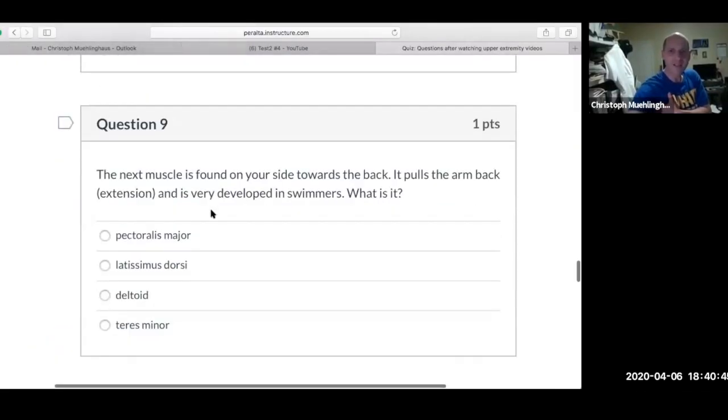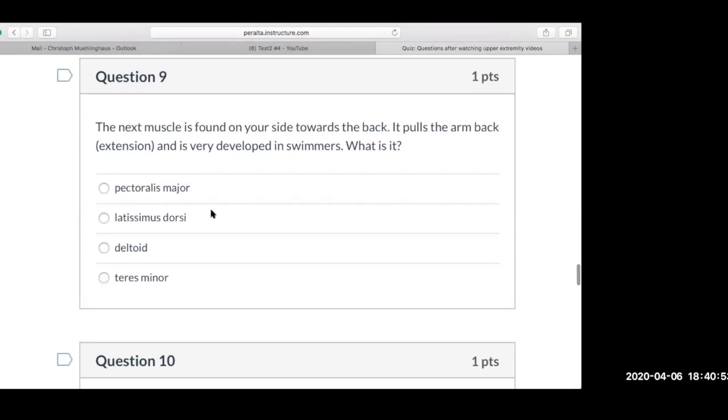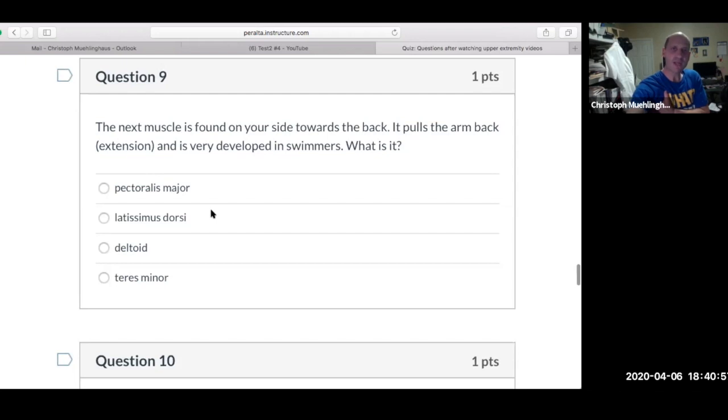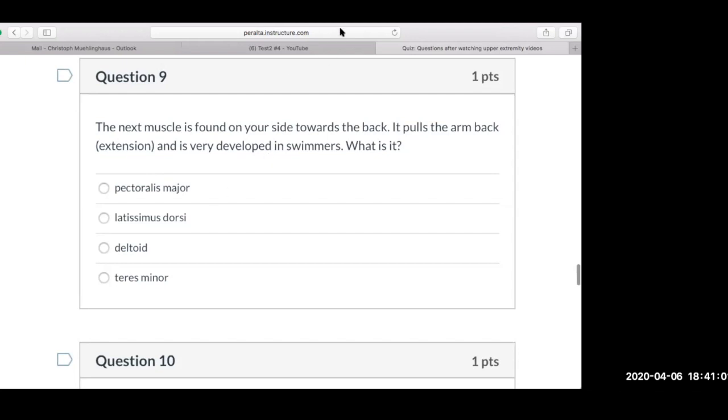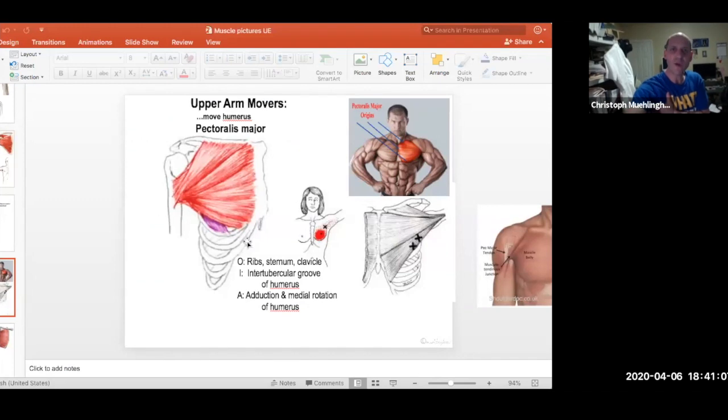Let's see the next one. There we go. The next muscle is found on the side towards the back. It pulls the arm back in extension and is very involved in swimmers. What is that one called? The latissimus dorsi. So that's in some ways an equivalent to the pec in the front.